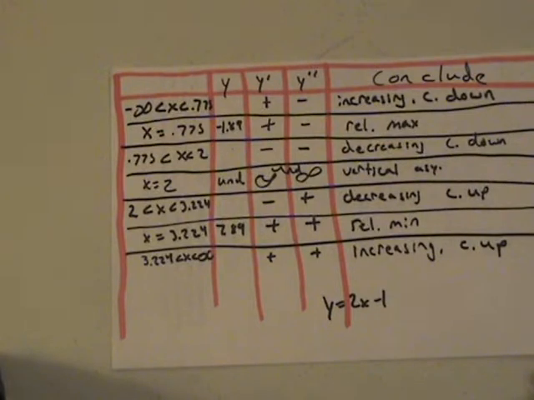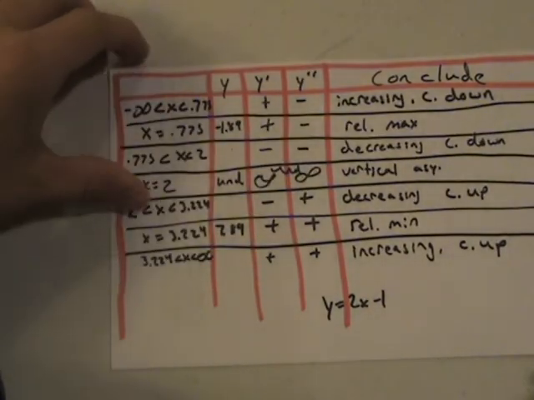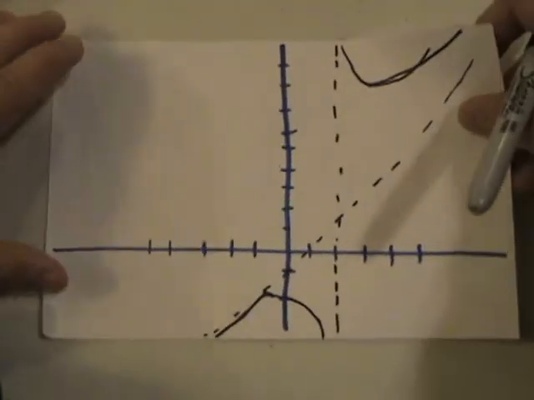Then from 2 to 3.2, we get the first derivative is negative, second is positive, which tells us it's decreasing, but it's concave up. Then at x equals 3.2, we see that the first derivative is almost 7.8, and then both derivatives are positive, which shows that it's a relative minimum. And then after 3.2, we see that both the derivatives are positive, so it tells us it's increasing and concave up. And we also wrote my slant asymptote there, and then I drew it.